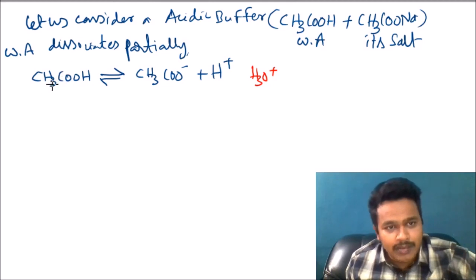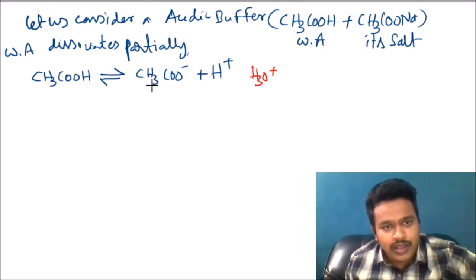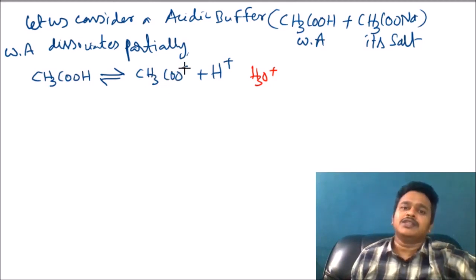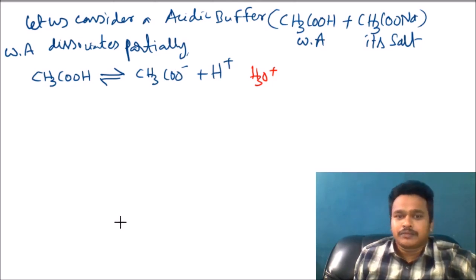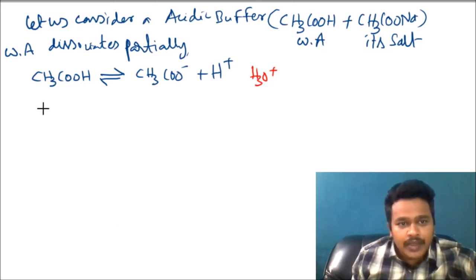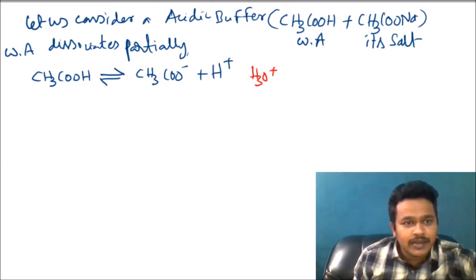This is partially dissociated, at equilibrium. Initially you take some amount with no ionization. After some time at equilibrium you get CH3COO minus and H plus. This is at equilibrium.